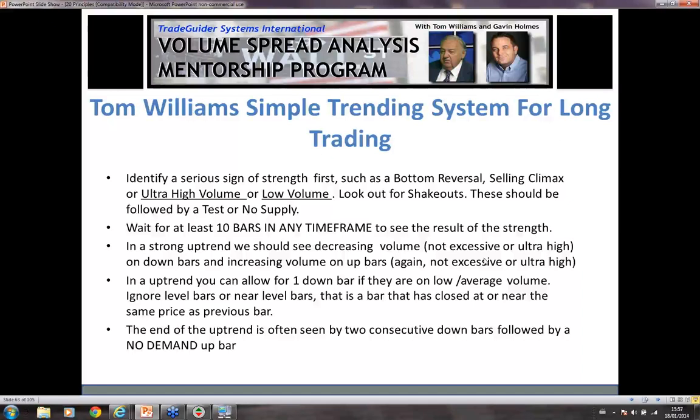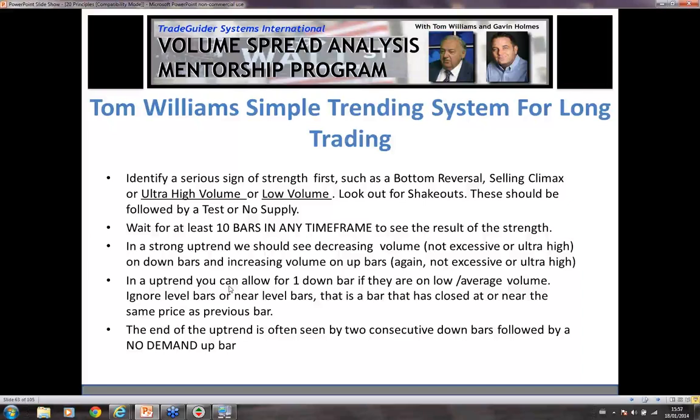I wait about 10 price bars in the time frame I'm looking at, but that's not a golden rule. You could wait less, you could wait more. This is a guideline only. In a strong uptrend, we should see decreasing volume, not excessive or ultra high, on the down bars, and increasing volume, but again, not excessive or ultra high on the up bars. So in a nice healthy trend, you find that the down bars have less volume and the up bars have higher volume, but not ultra high.